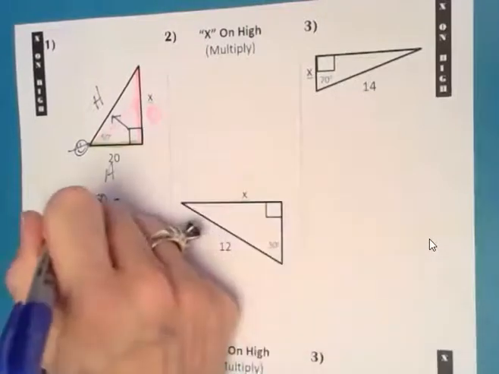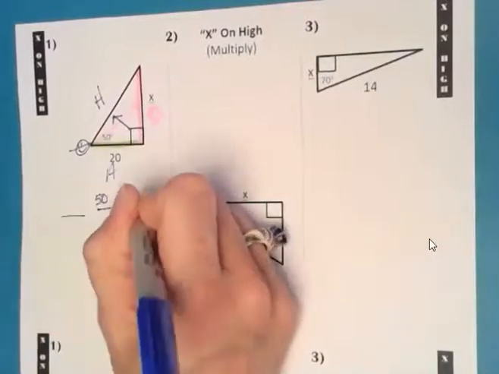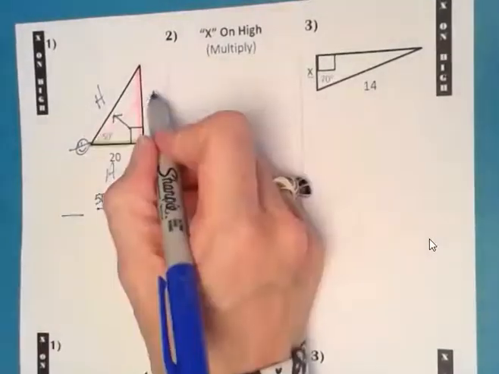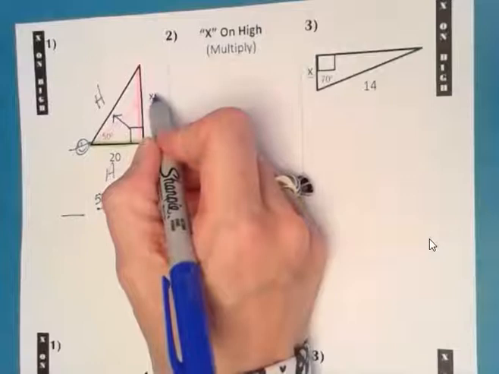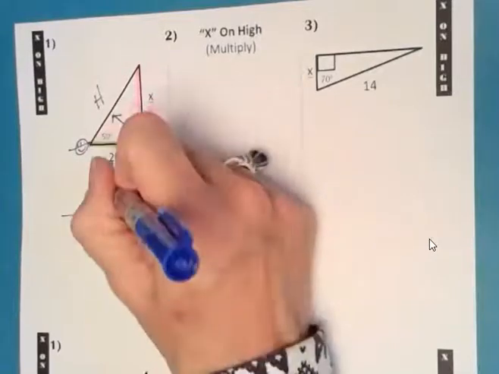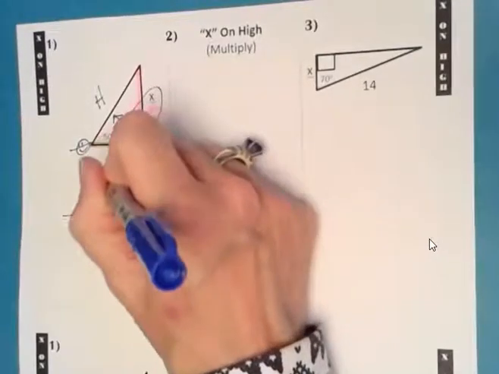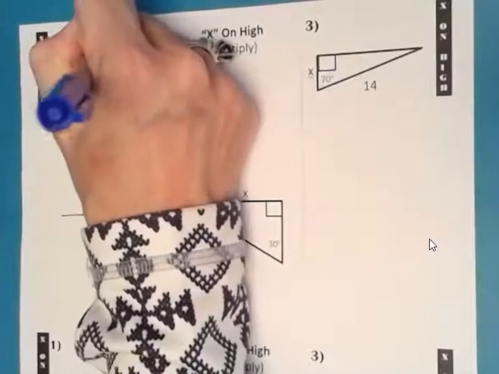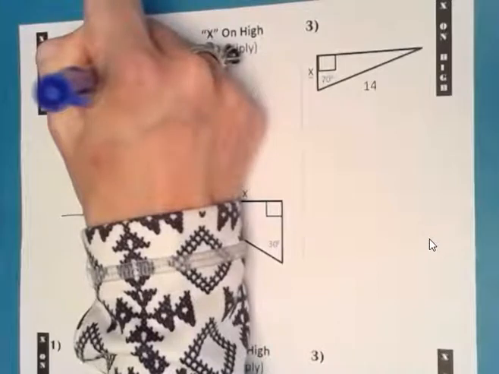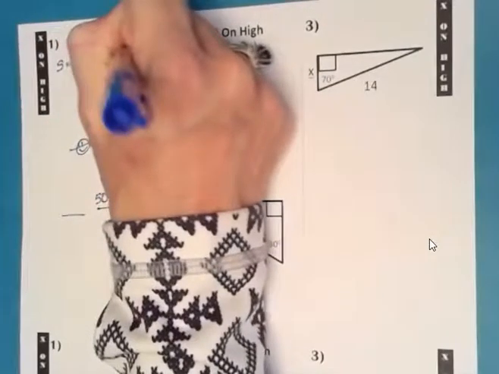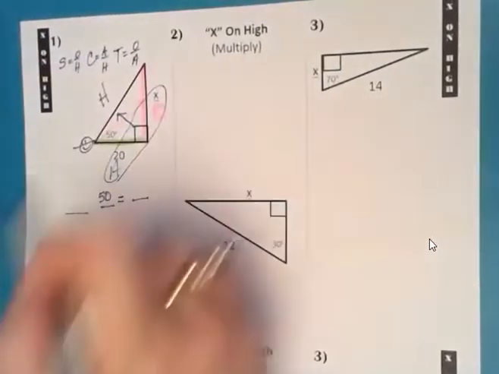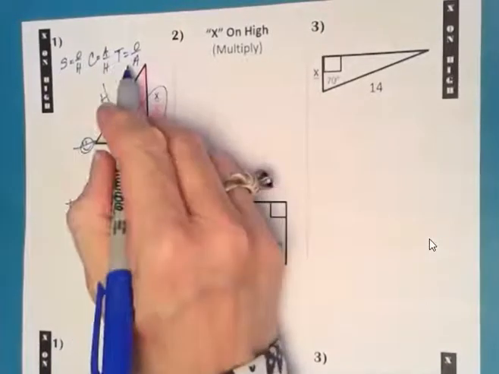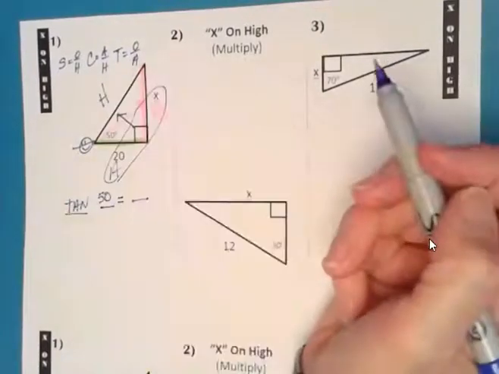Next we have to decide what kind of problem it is, because that'll tell us how to set it up. They're asking us to solve for our opposite. They gave us our adjacent. If we're thinking through our SOH CAH TOA, when we have O and A, tangent is the ratio we have to choose.